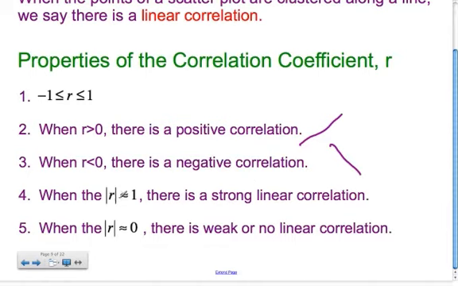The closer the absolute value of this R value is to 1, the stronger the correlation. So if it's very close to 1, there's going to be a strong linear correlation. If it's close to 0, there's going to be a weak or no linear correlation.